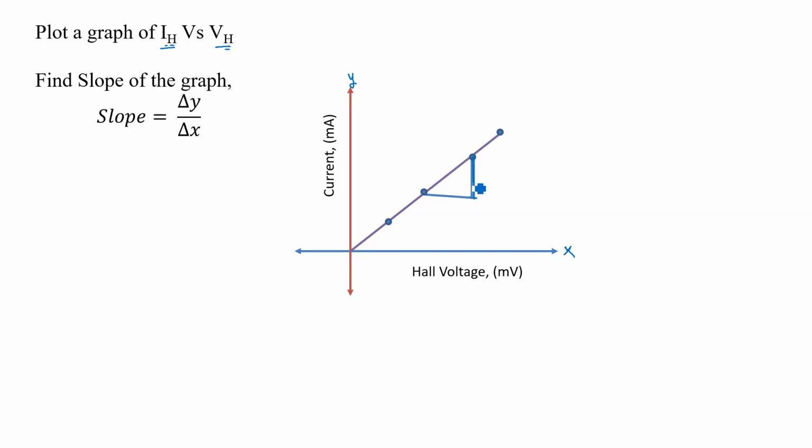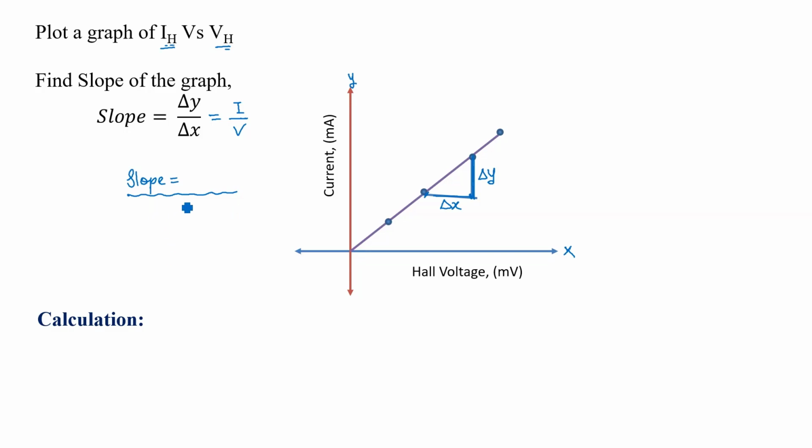So this particular length over here is delta y, which gives you current, and this horizontal distance is delta x, which gives you Hall voltage. So this is the slope of this graph. The slope of this graph will give you the current and voltage, I by V. Now once we get this slope, write down the value of the slope of the graph over here, whatever you obtain.